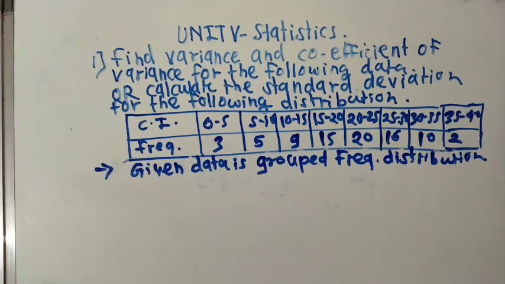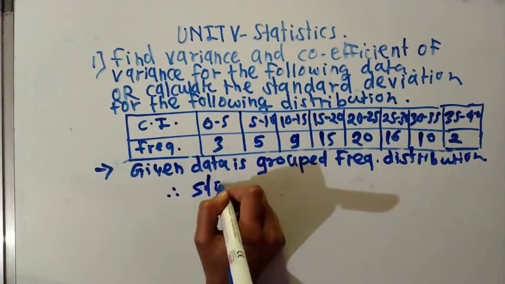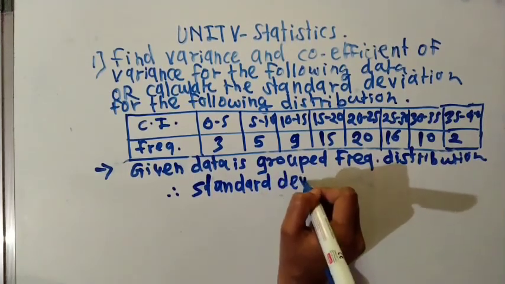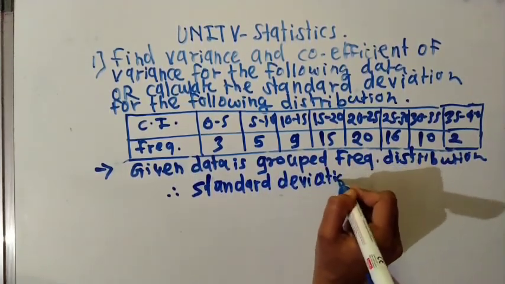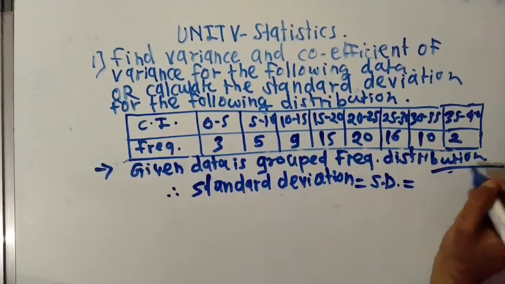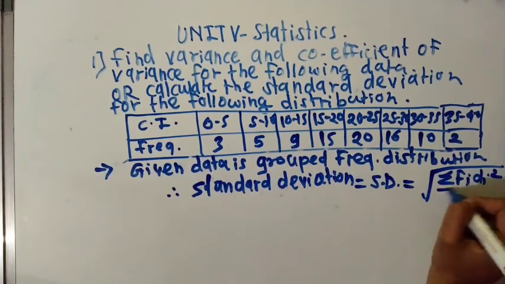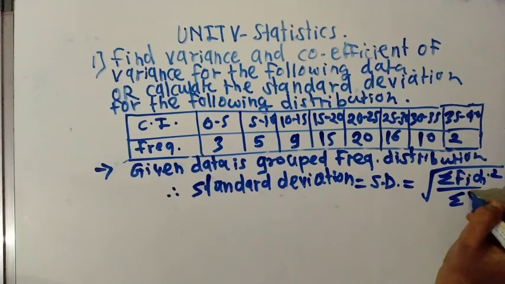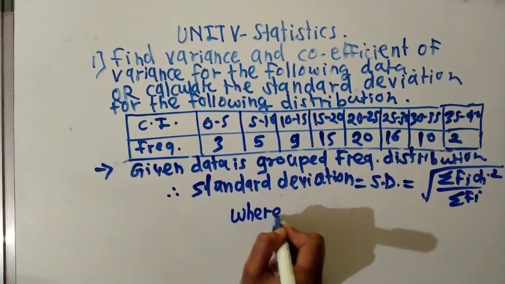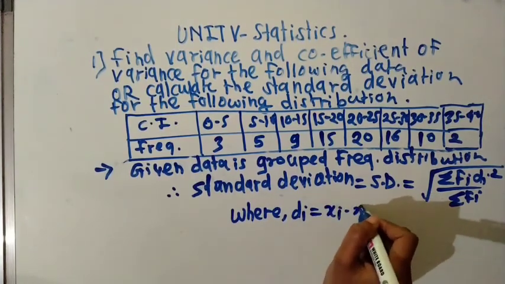Hence, first, standard deviation, SD, is equal to root of summation of fi di square upon summation of fi, where di is equal to xi minus x bar.